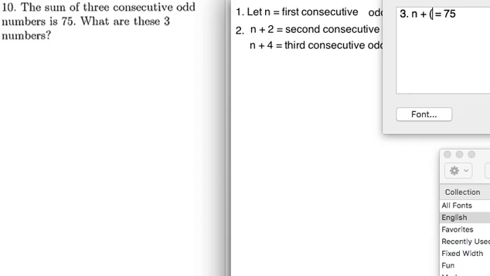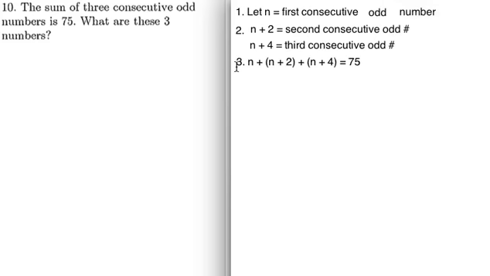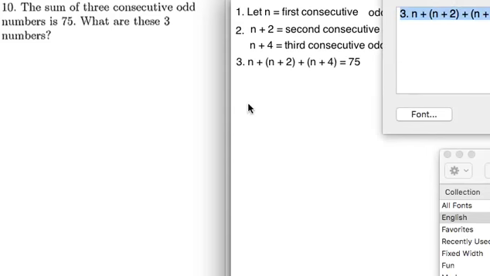n plus (n plus 2) plus (n plus 4) equals 75. And again, if this equation's messed up, if those expressions are messed up, I'm going to catch it when I verify at the end, right? If I accidentally did 2n instead of n plus 2 or something like that, then I'll spot that when I get to the end. So if I have this equation, step 4 is always solving your equation.